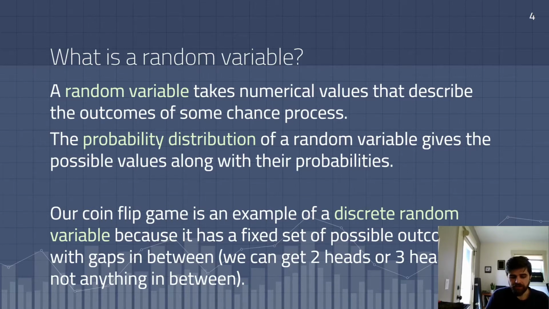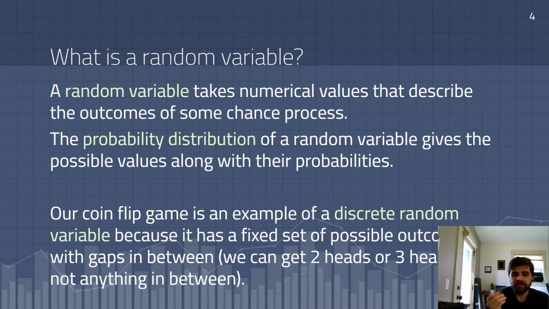So our variable here is the number of heads that are going to be flipped when we play this game, and it's a random variable because it could be 0, could be 1, 2, 3, or 4. A probability distribution displays those possible random outcomes along with the probability of each one happening. So in our coin flip game, this is an example of a discrete random variable.